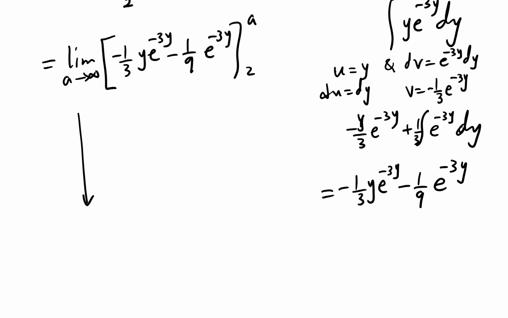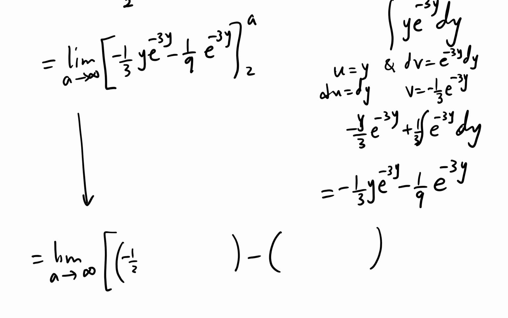So here we can get limit as a goes to infinity. Substitute the a first, so you have two things. So negative 1/3 a e to the negative 3a minus 1/9 e to the negative 3a. Substitute the 2 in, negative 2/3 e to the negative 6 minus 1/9 e to the negative 6.